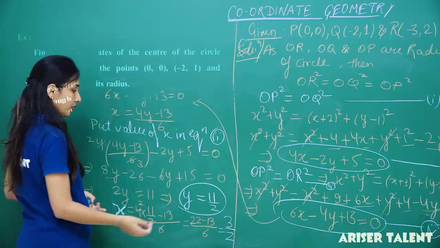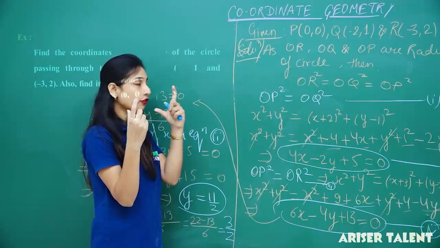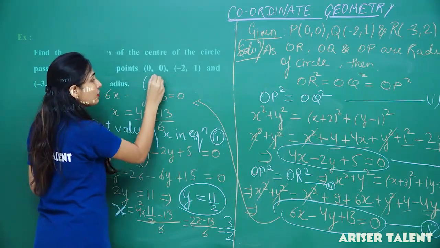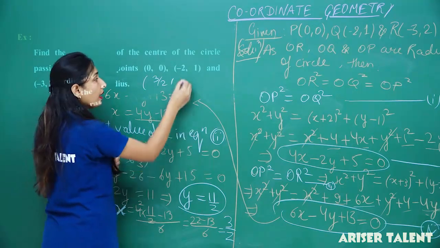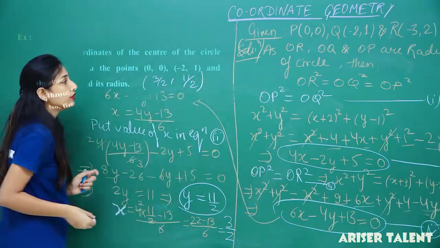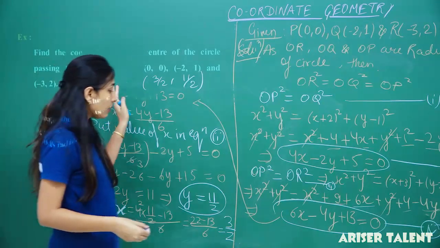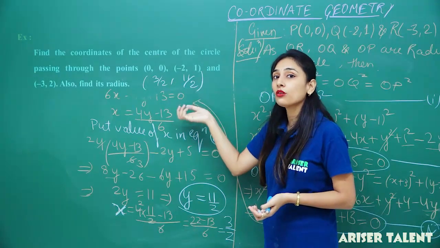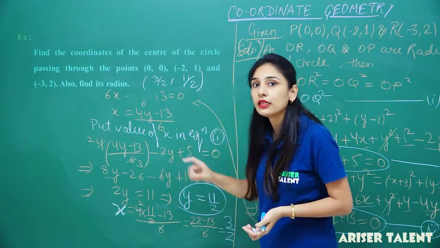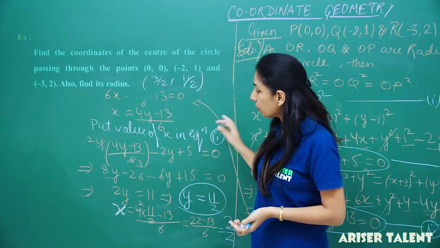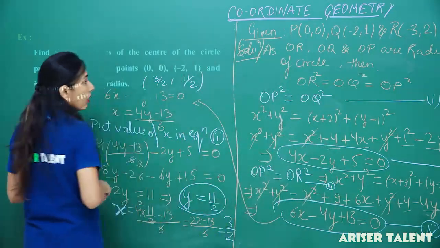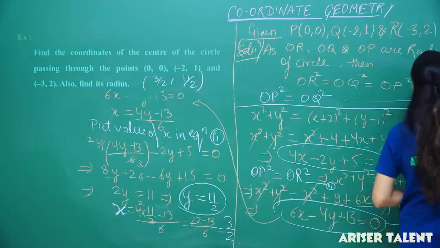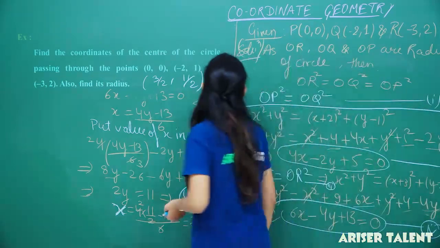So the coordinates are x equals 3 by 2 and y equals 11 by 2. Now these are what? The abscissa and the ordinate of the center. Okay, so note this. Should I rub it till there? Okay, till there I am going to rub it. So note that section particularly.